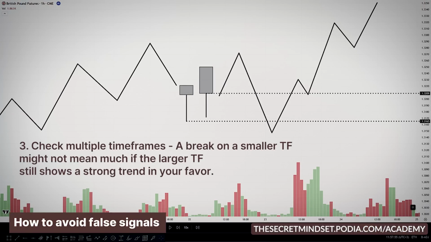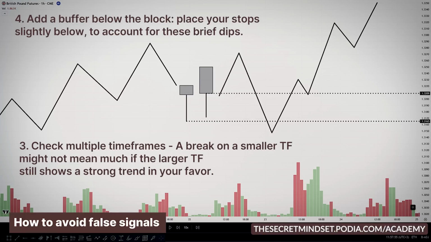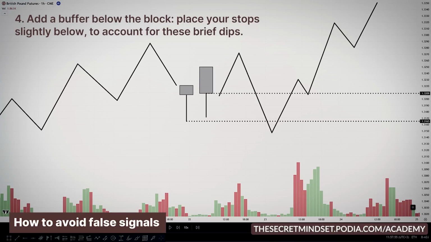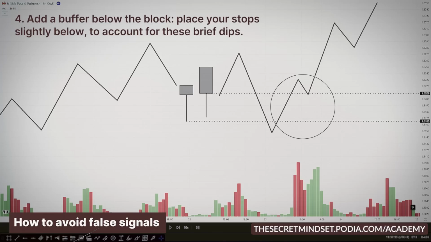A break on a smaller timeframe might not mean much if the larger timeframe still shows a strong trend in your favor. That's why, when you place your trade, consider adding a buffer below the rejection block. Instead of placing stops right below the block, you might place them slightly below to account for these brief dips.